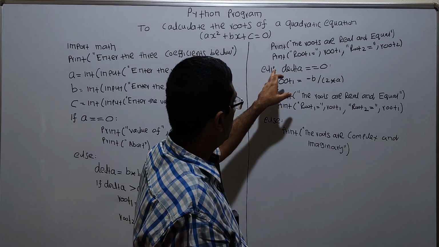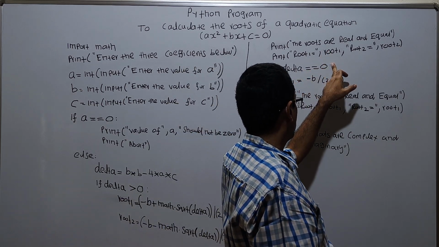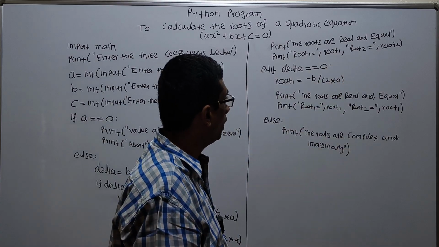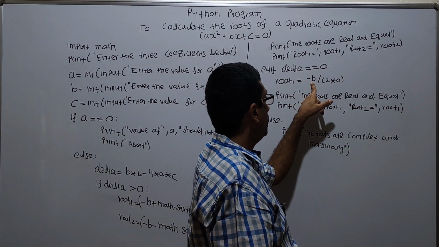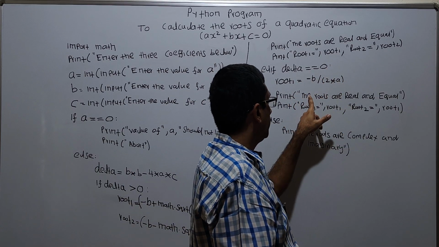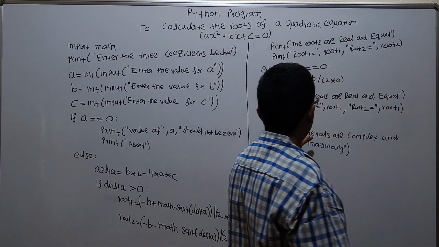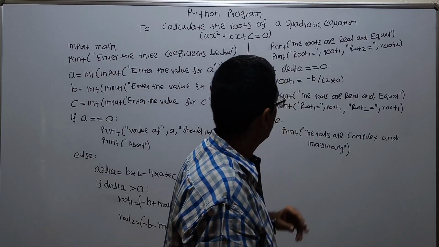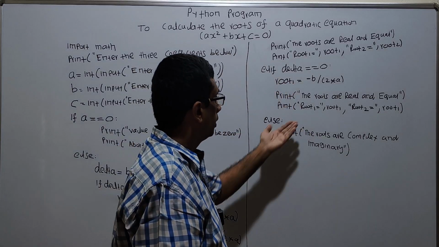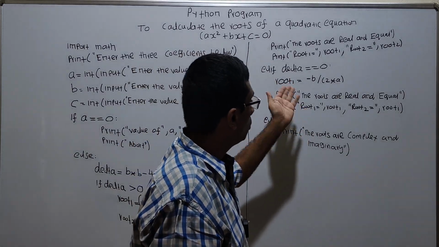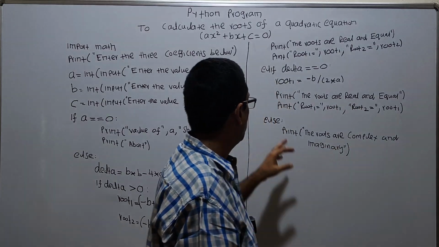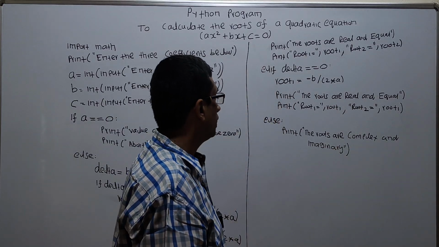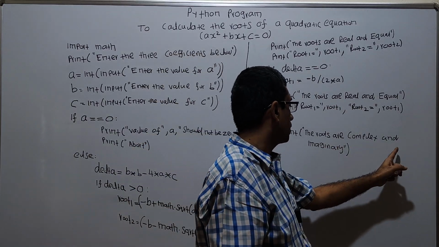If this is false, I am checking delta equal to 0. If delta is having a value 0, this is true. I am calculating root 1 equal to minus b divided by 2 star a. I am printing the roots are real and equal. I am printing root 1 equal to root 1 and root 2 equal to root 1, because the value is the same for both root 1 and root 2. If this is also false, that means delta less than 0. In this case, roots are complex and imaginary.